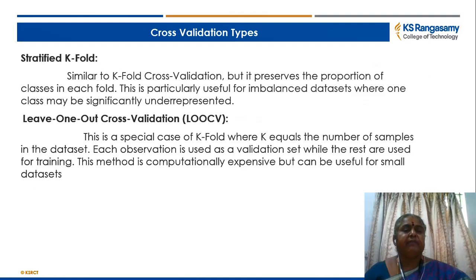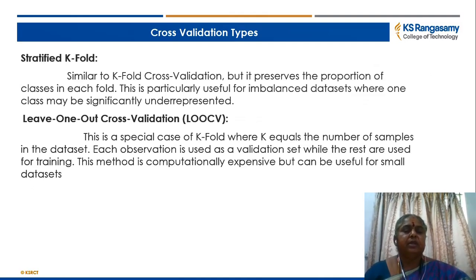The next one is stratified K-fold. It is similar to K-fold cross-validation, but it preserves the proportion of classes in each fold. This is particularly useful for imbalanced data sets, where one class may be significantly underrepresented.